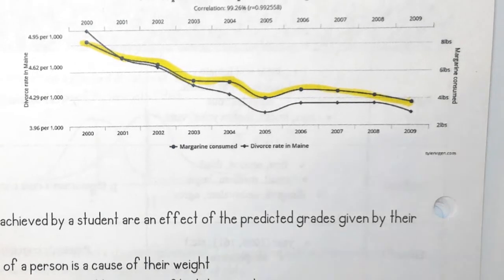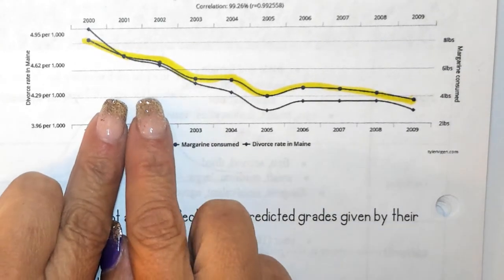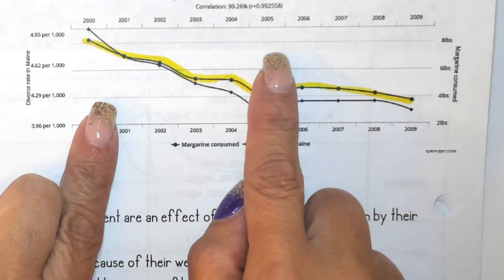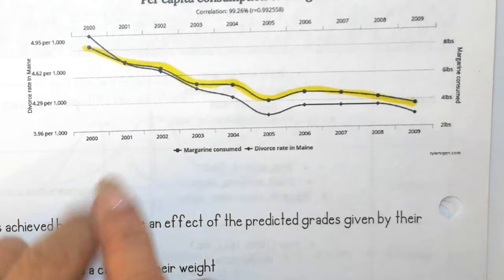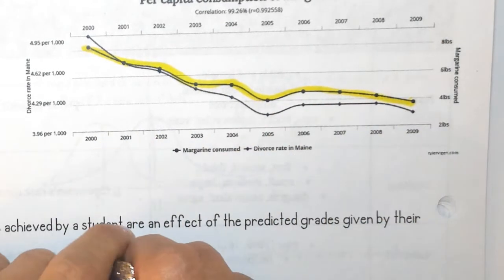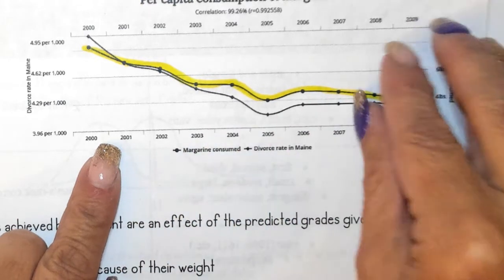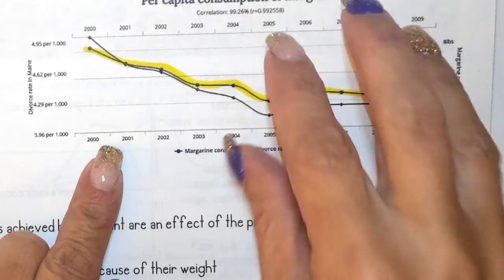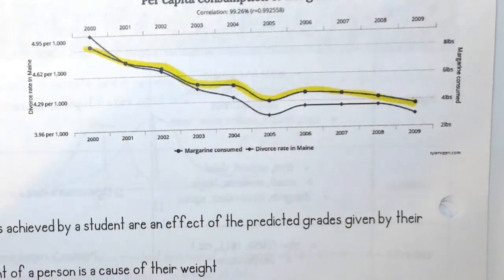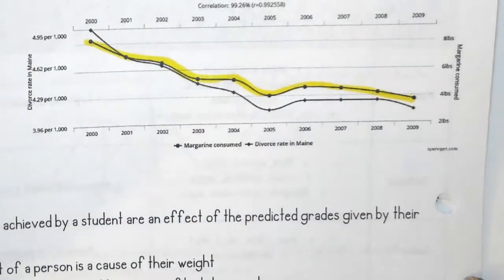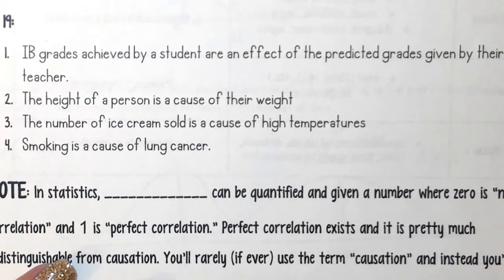Another one that I like to use is it's really hot at the beach, and the higher the temperature goes, the more drownings there are. Is the temperature causing people to drown? No, but the temperature does drive more people to the beach, and when there's more people, there's a greater chance of someone drowning. So the temperature is not causing the drowning. It's probably because there's more people. So correlation does not always equal causation.